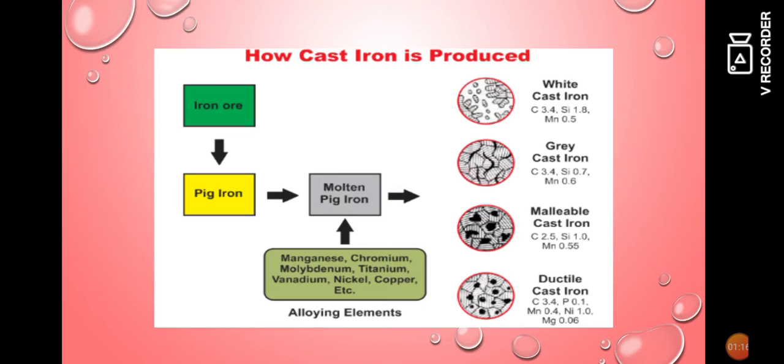Now let us see how cast iron is produced. Here the pig iron is got from iron ore and it is melted, and the molten pig iron is mixed with some alloying elements such as manganese, chromium, molybdenum, titanium, vanadium, nickel, copper, etc. When these types of alloying elements are mixed with the molten pig iron, different types of cast irons are formed. So there are different types of cast irons available. They are white cast iron, grey cast iron, malleable cast iron and ductile cast iron.